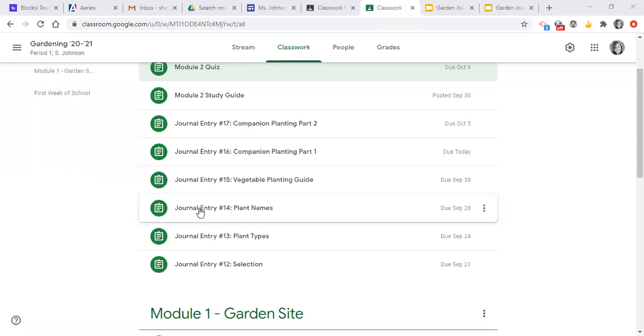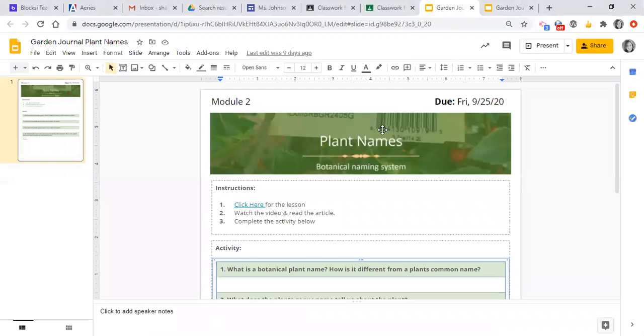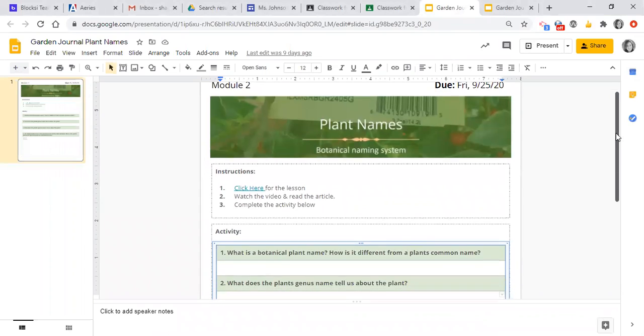Okay, so let's start by going over number 14, plant names. So I have that open here. So make sure you're following along.